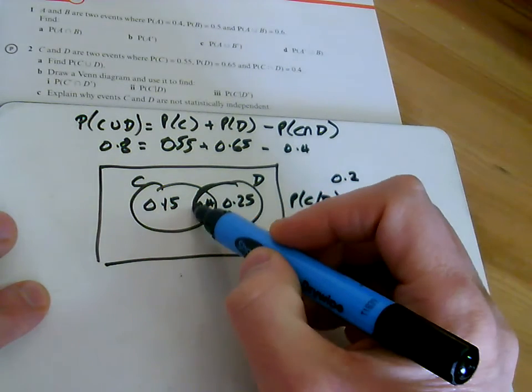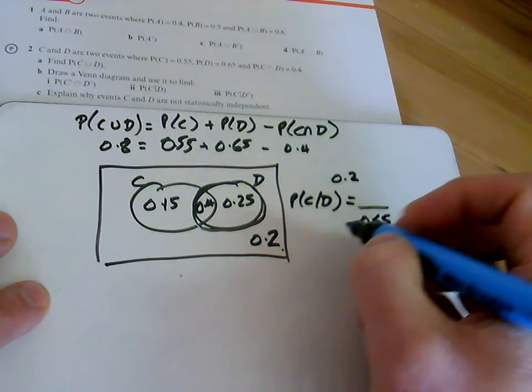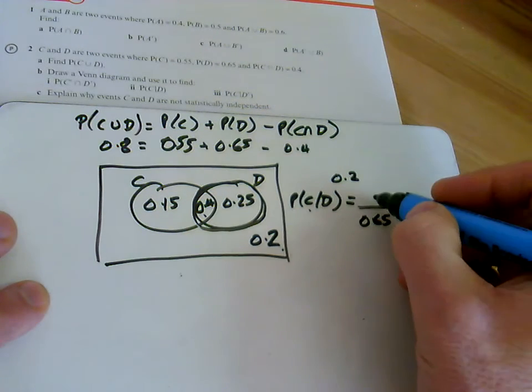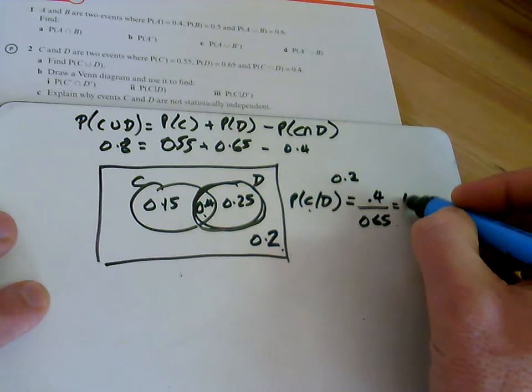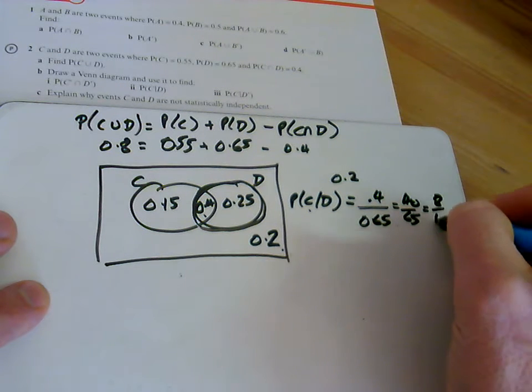The probability of being in C given that you're in D. So we're in the circle D. So that's out of the 0.65. We want to be in circle C as well, so that's that bit there. So that's 40 out of the 65, or cancel that down, 8 over 13.